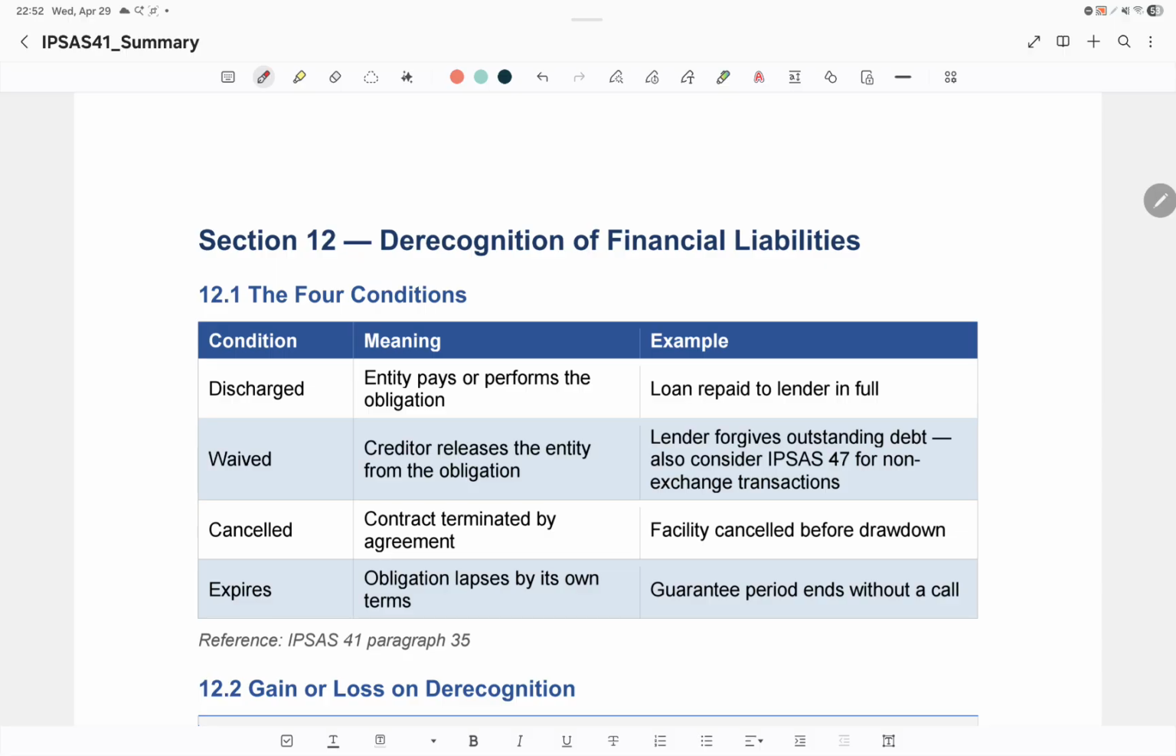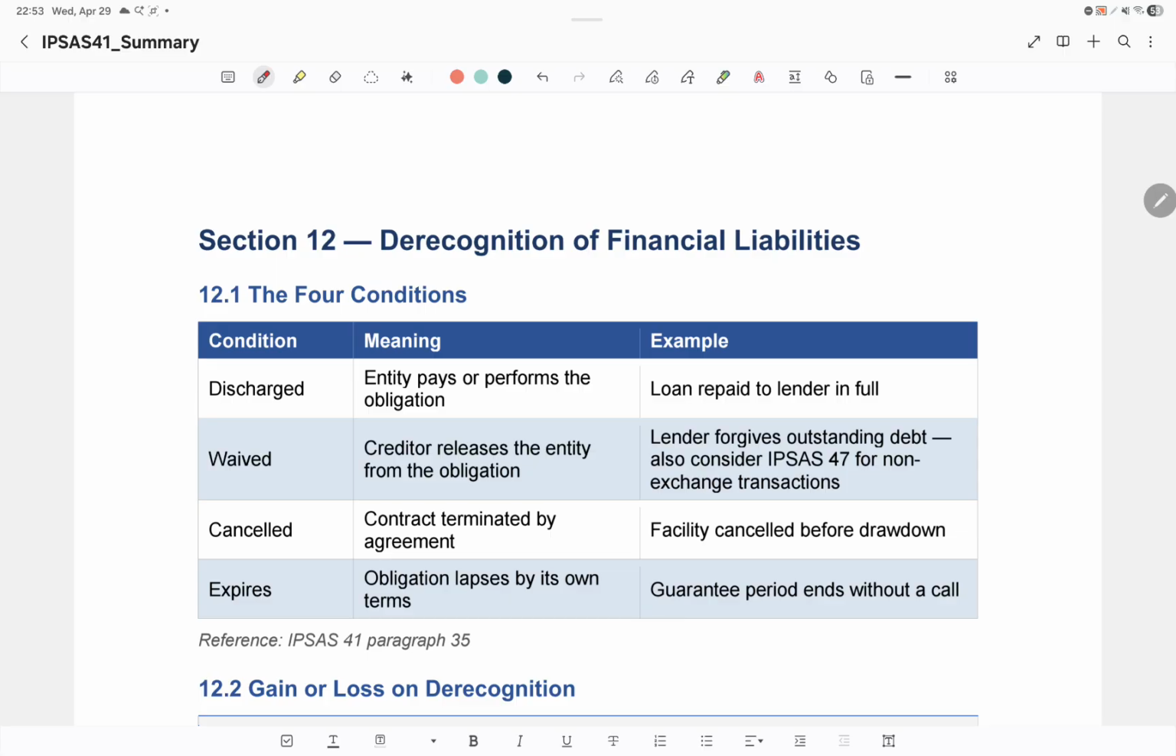Liabilities are derecognized when discharged. So when the entity pays or performs the obligation, then it is discharged from their books. For example, a loan is repaid to the lender in full. Waived: the creditor releases the entity from the obligation. The lender forgives outstanding debt. Also consider IPSAS 47 for non-exchange transactions.